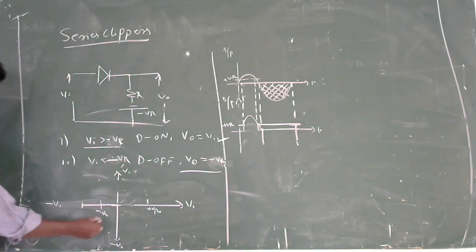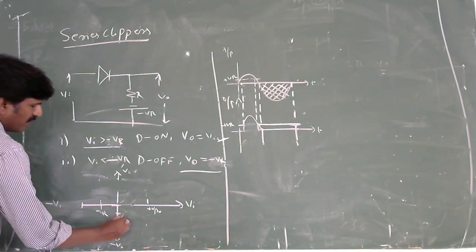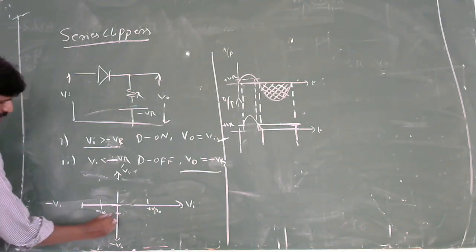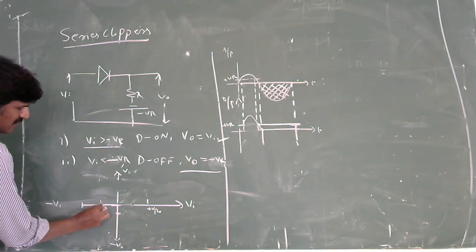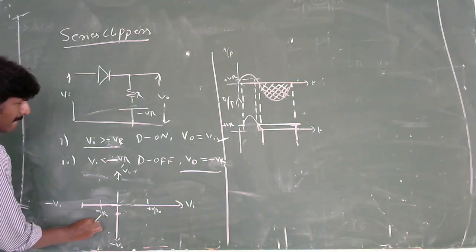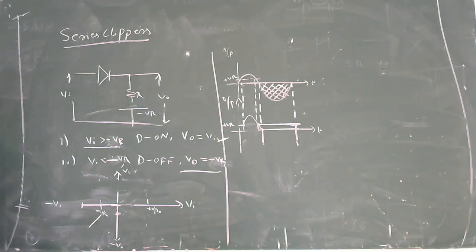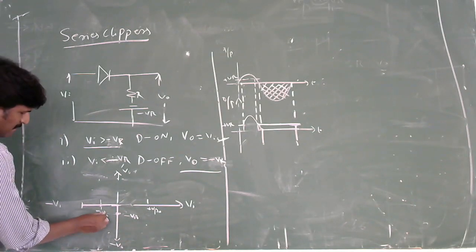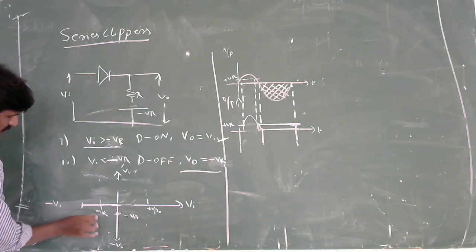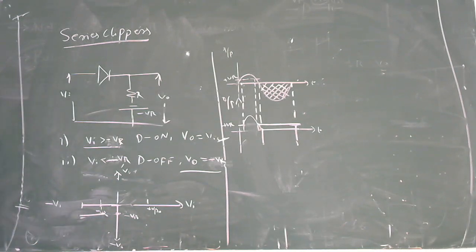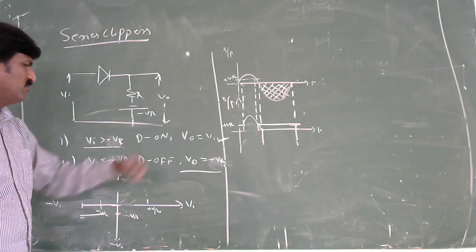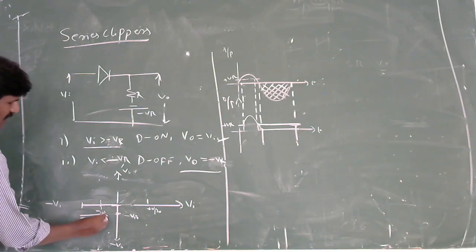How do we understand it here? Here also you can understand minus VR. Here also it has minus VR. This minus VR voltage is going to be maintained, up to the negative peak. Then you have to understand, when Vi is greater than minus VR, output follows input. Then you have to understand like this.